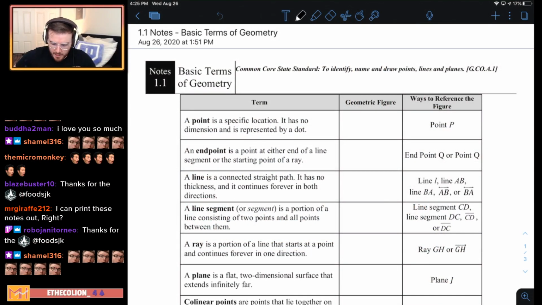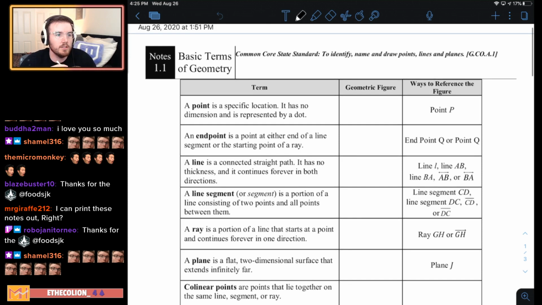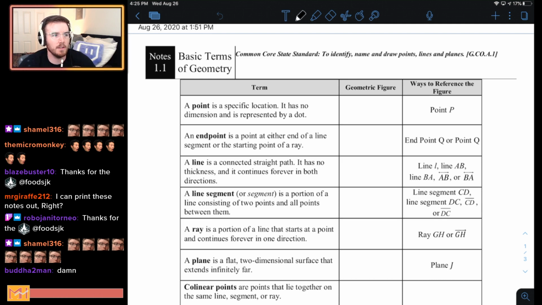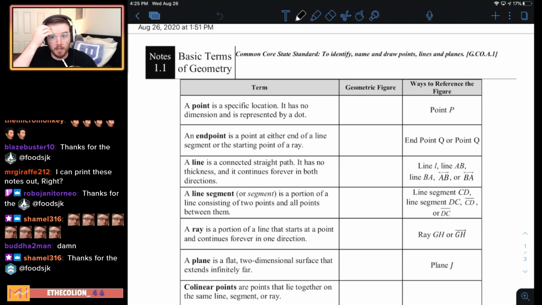All right, so I'm streaming for both Algebra 2 and for geometry. So if you are in Algebra 2, I'm doing geometry first. So these are the notes right here. This is the PDF. So we're going to quickly run through these. Lesson 1 is basic terms of geometry. So just some pretty quick definitions on the first page that I think most of us are going to be familiar with.